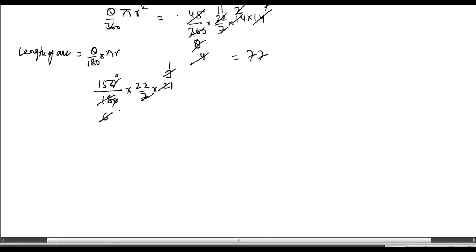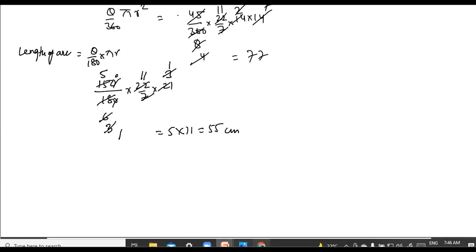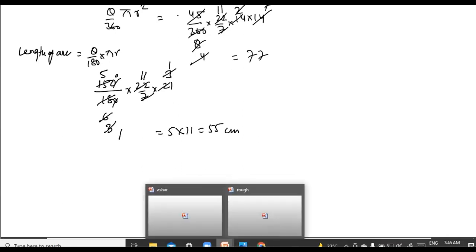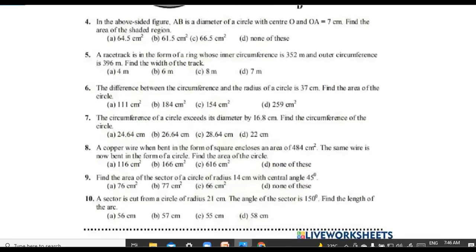Now you can cut it by 2. When you cut it by 2 you will get 3 here and you will get 11 here, and when you cut it by 3 you get 5. So you will get 5 into 11, that would be 55 centimeter. Whatever the unit, if the meter is given to you, then it will be in meter. So do we have 55 as an option? Yes, we have 55 as an option.